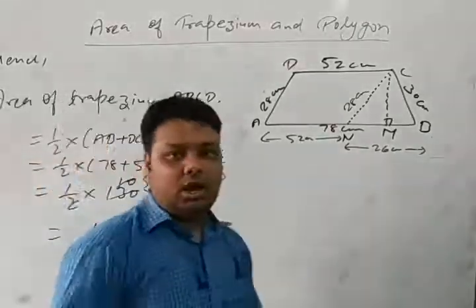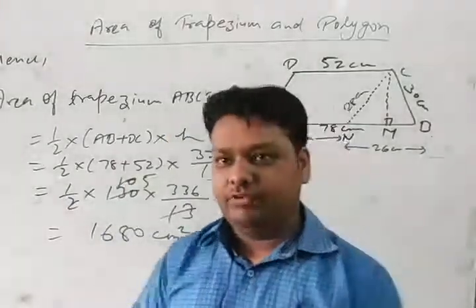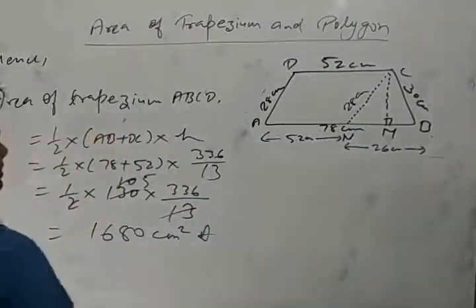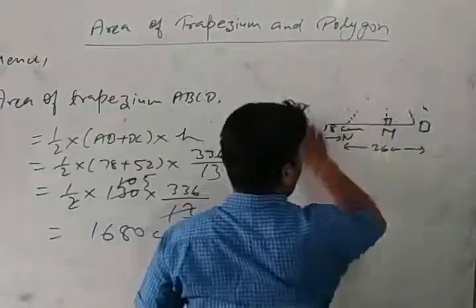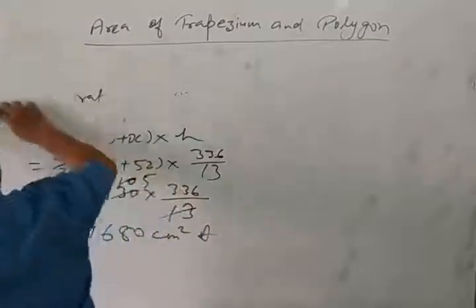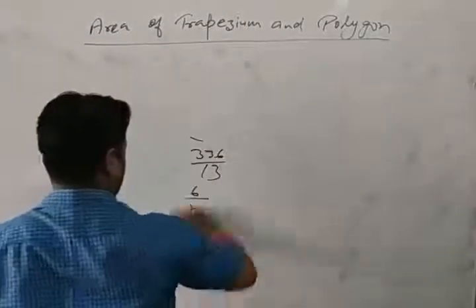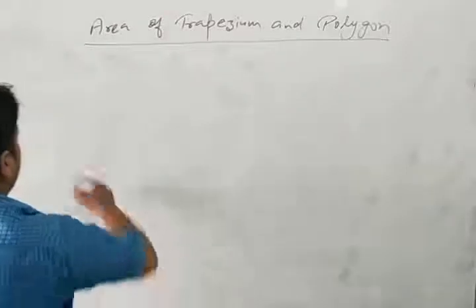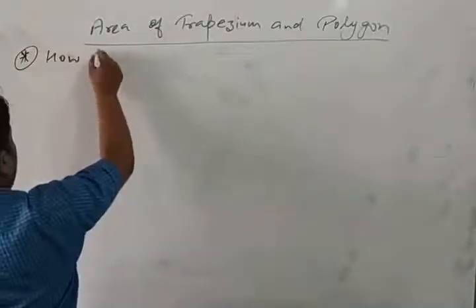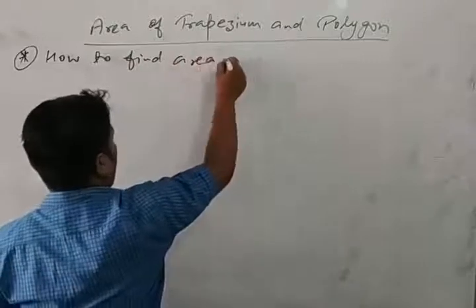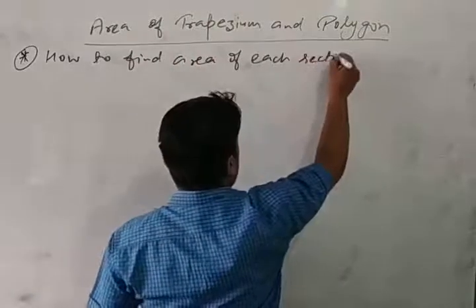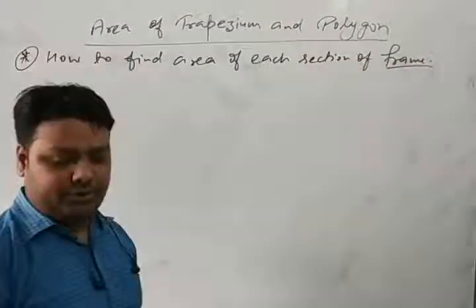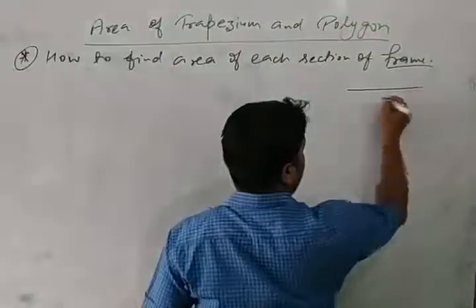The next point is how to find the area of each section of a frame. If a rectangular or a square frame is given, then how to find it. Okay, now let's see. First I am erasing the board. Now the question is, at first the point is how to find the area of each section of the frame. Now at first I am drawing a figure. Okay, now the figure is like this.